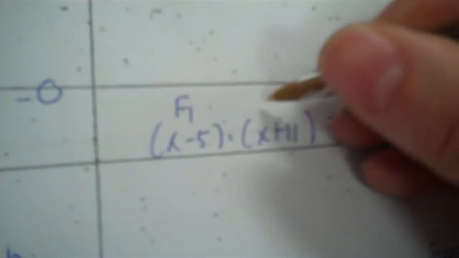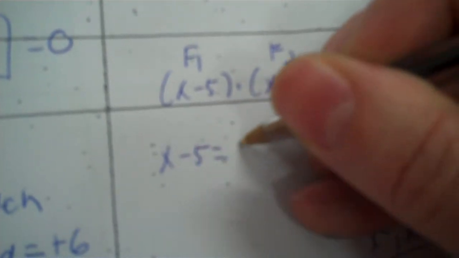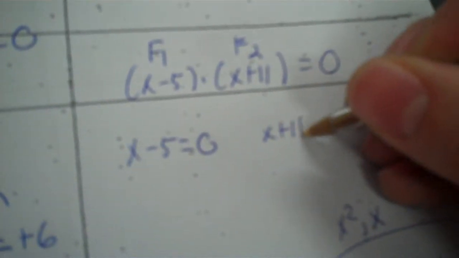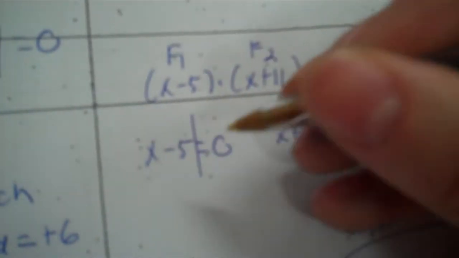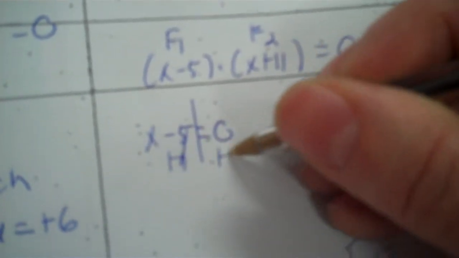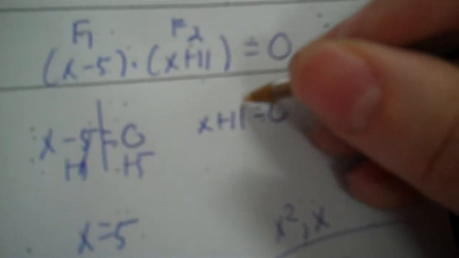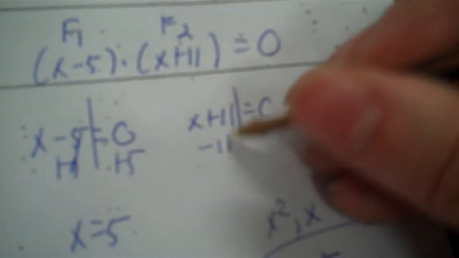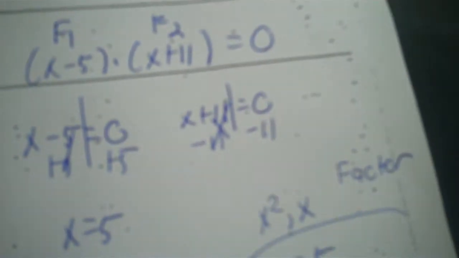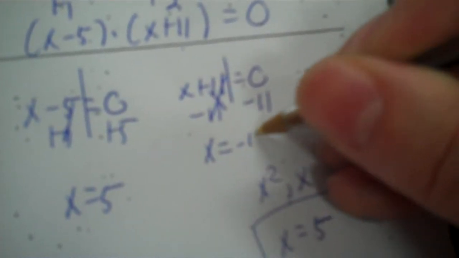Now that's f1, that's f2. So x minus 5 could equal 0, x plus 11 equals 0. So plus 5, that's 5. See, having the 1 there gets in the way. I don't need a 1. Okay. 0 minus 11 is negative 11. Okay. Those are your answers.